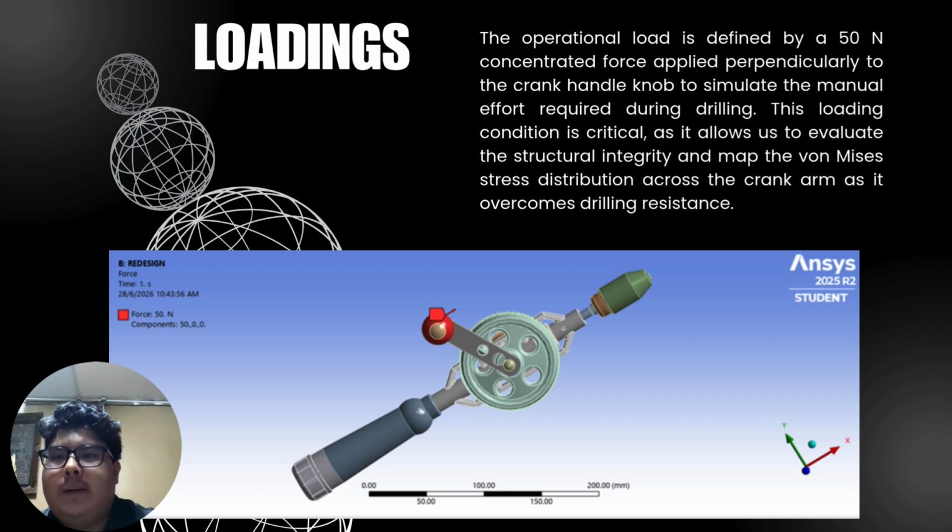And we apply a 50 Newton concentrated force. This force was applied perpendicularly to the crank handle knob to mimic the manual effort exerted during the drilling. This loading condition is critical for our analysis as it allows us to evaluate the structural integrity and map the von Mises distribution across the crank arm as it works to overcome the drilling resistance.